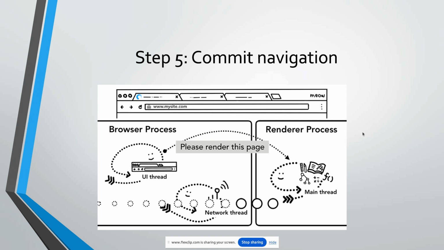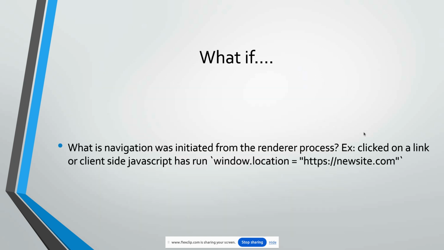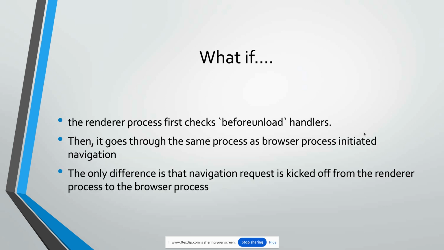This is a big example of it: the UI thread tells the render process, please render this page. But what if we just type in the address bar, the input bar, something like apes.com? And what if it's JavaScript? Once you click a button, we could go to another website, right?